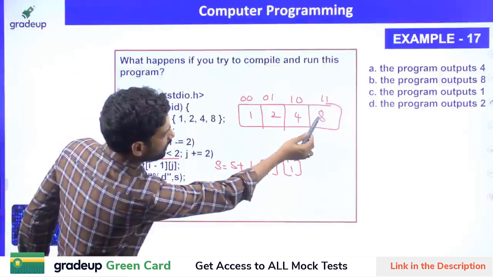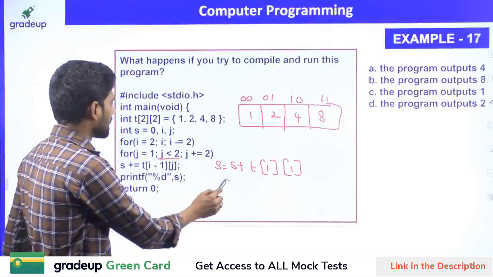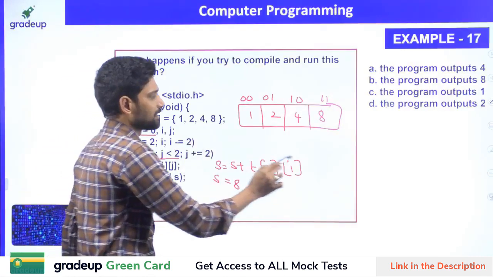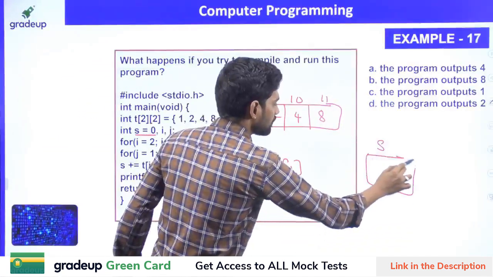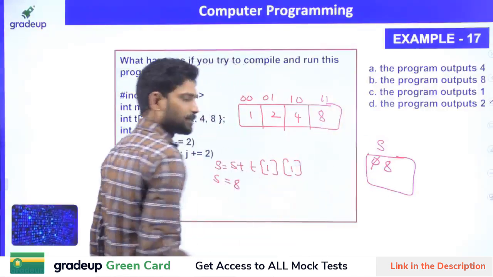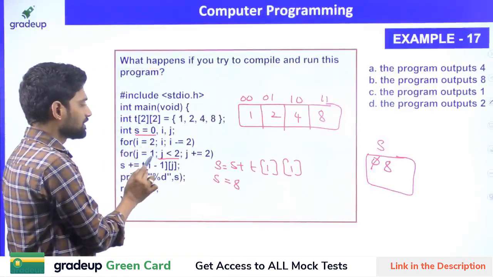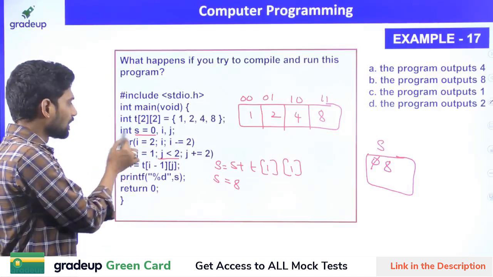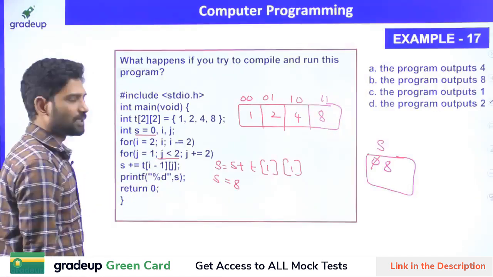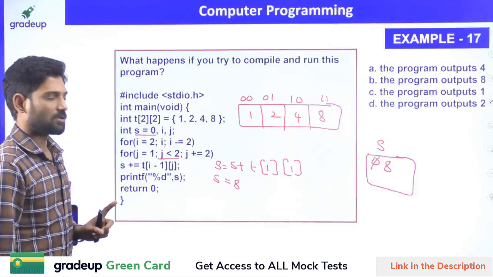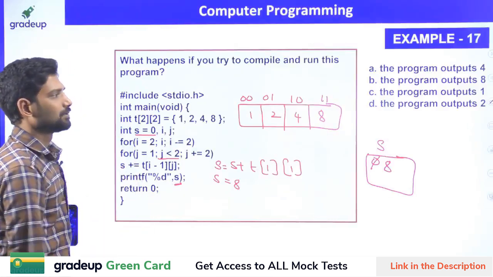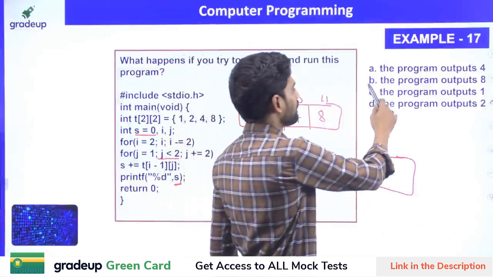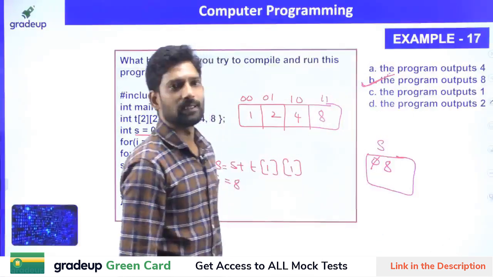What is t[1][1]? 8. That is added to s. Initially s value was 0. So what would be s? 8. Initially s was 0, now it becomes 8. Then j becomes 1 plus 2, 3. Inner loop is false. Now i becomes 2 minus 2, 0. Outer loop is also false. So print s. What will be printed? What is s value? 8. So the program outputs 8 will be the answer.